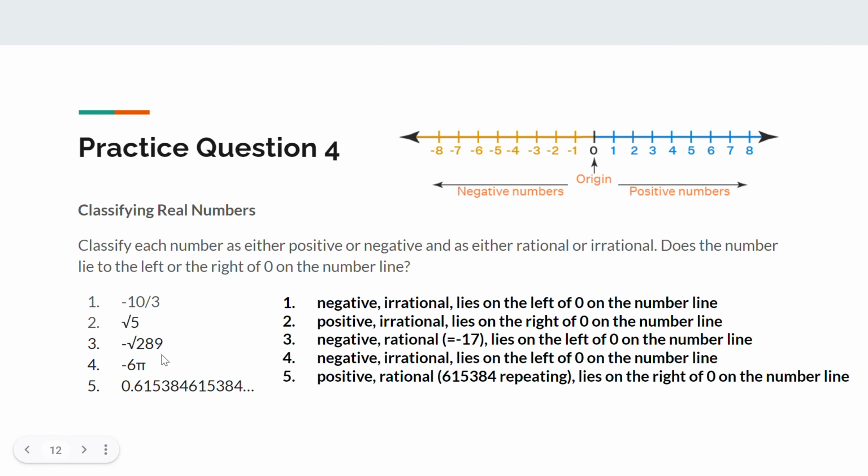And the last one, we have 0.615384, with 615384 repeating. It's positive, and it's also rational, since 615384 is repeating. And since it's positive, it lies on the right side of 0 on the number line.